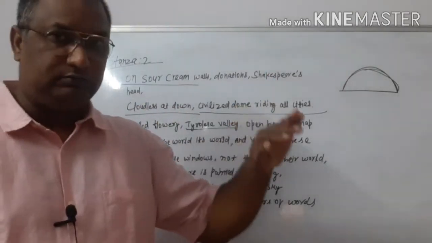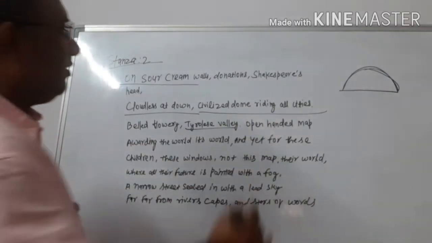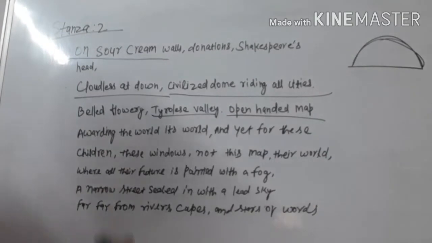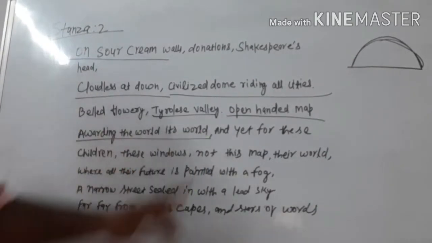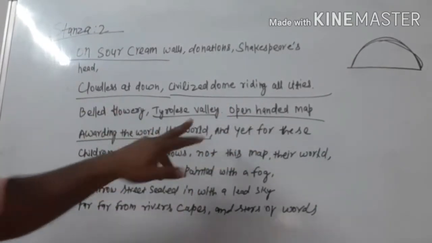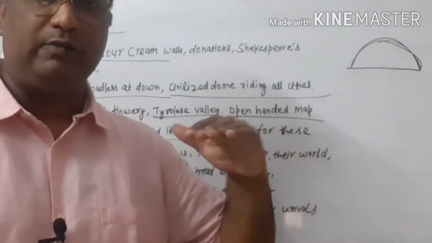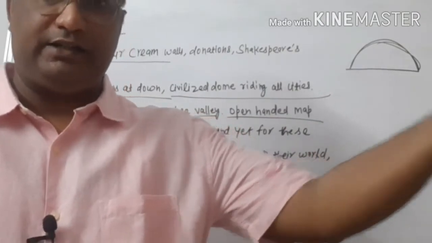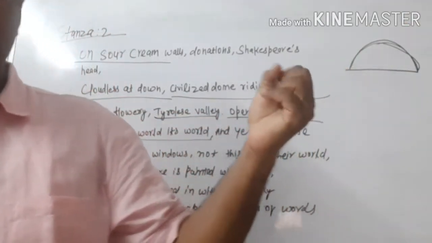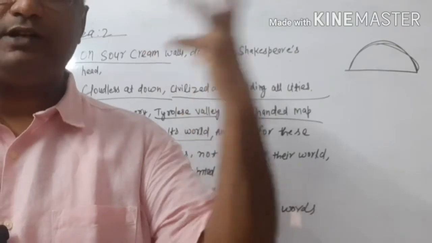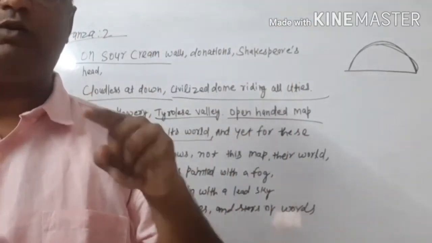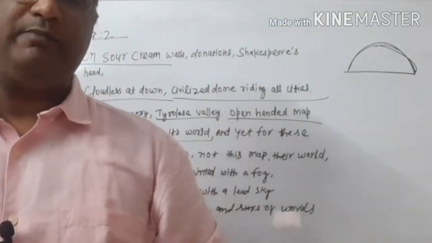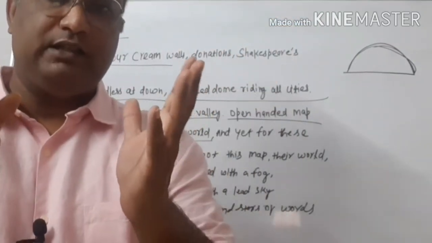Now there is an open-handed map. Why is the map open-handed? So there is an open-handed map awarding the world its world. Why is the map open-handed? Because it's awarding the world its world. Whatever world resides outside, it is showing that world here. So it is rewarding the original world. It is depicting the original world. Whatever world is there outside, it is showing up on the map. So that's why it's awarding the real world.